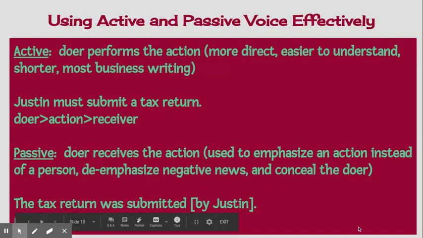Moving on to active and passive voice. In the case of active voice, the doer is who is performing the action. This allows for more direct, easier to understand sentences that are often shorter sentences, and it's what's used in most business writing. The example on the board says, Justin must submit a tax return. The doer is followed by the action, which is followed by the receiver.